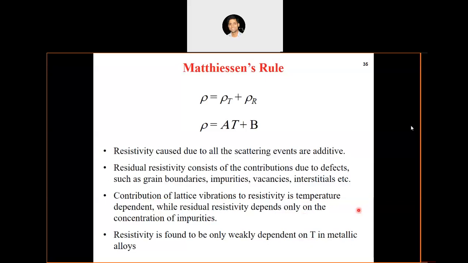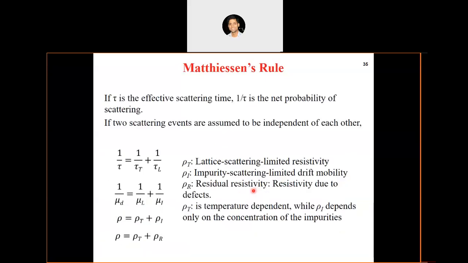I was trying to explain your question, whether rho I is part of rho R or not. By definition, rho I is known as impurity scattering limited resistivity. I will correct that, it should be rho here. So it is impurity scattering limited resistivity, right? And rho R is residual resistivity. So by definition, rho I is not contained within rho R.